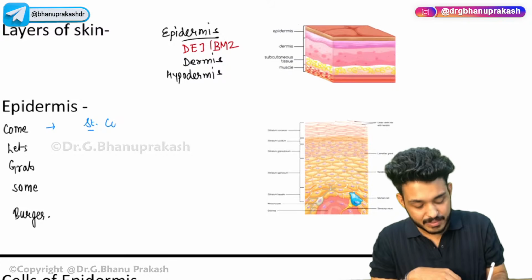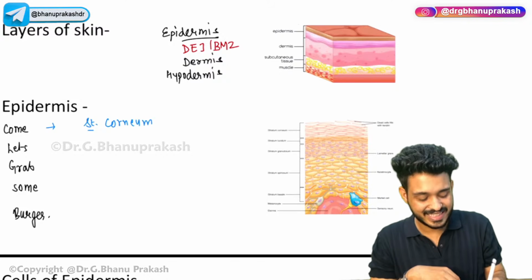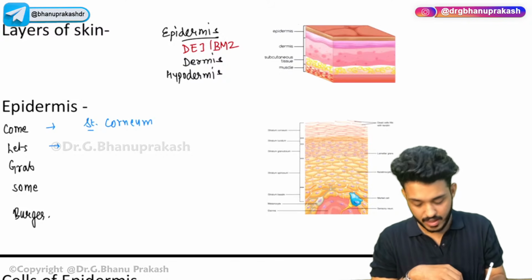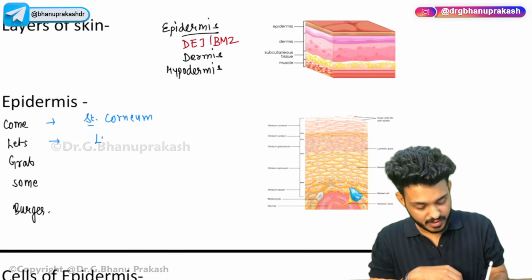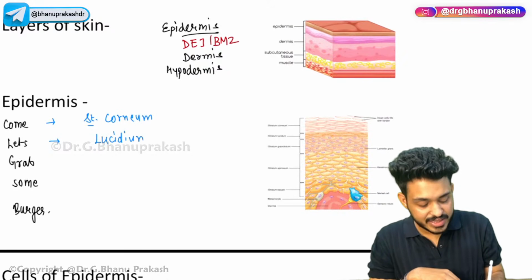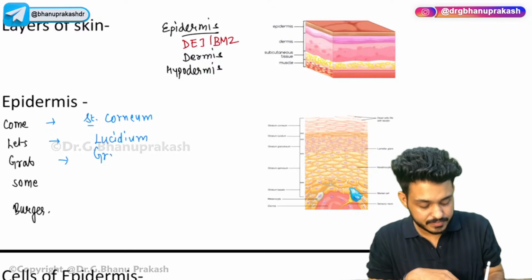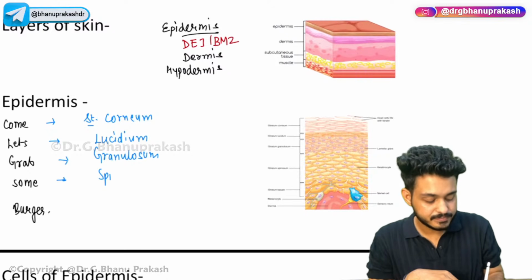The first layer will be stratum corneum, guys. Stratum corneum. Second layer, which one? Very good, you guys are already answering me. Wonderful. That is your lucidum, then your granulosum, then your spinosum, then your basal. So we are basically having these 5 layers.